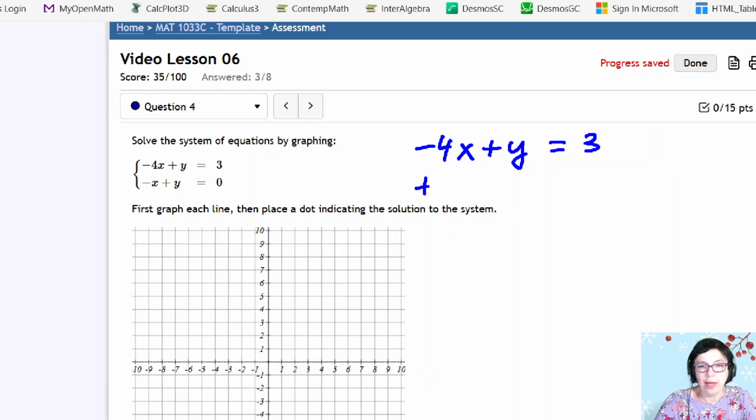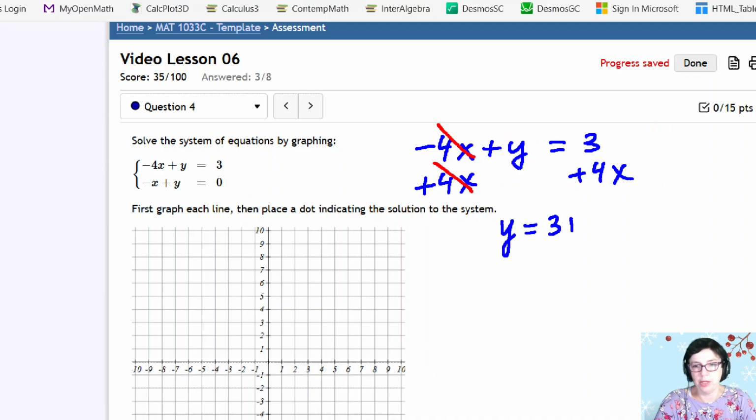We will add 4x, because if we do that, then it is going to cancel on the left-hand side. And on the right-hand side, we are going to get 3 plus 4x. The solution will be y equals 3 plus 4x. And then once we get that done, it'll be very easy to find 2 points, because you can just substitute different values of x and get the corresponding y immediately.